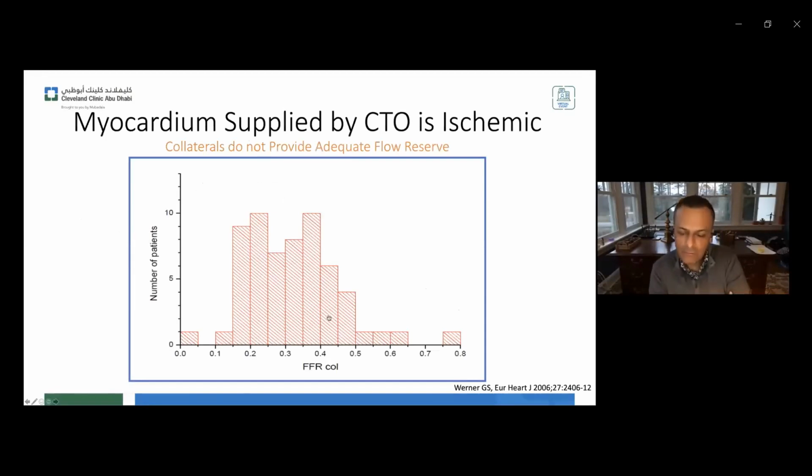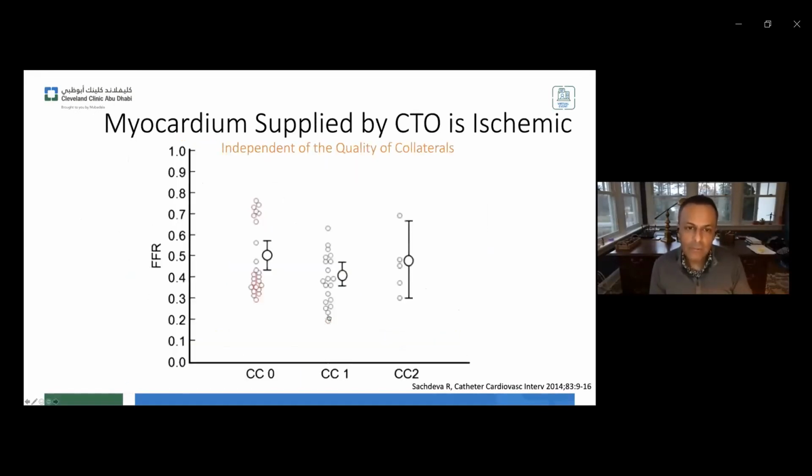So we know from classical data from Dr. Werner that all patients with CTO have a positive FFR once you cross the lesion. So all these patients are ischemic. And this is irrespective of the size and quality of the collaterals that are supplying this area.